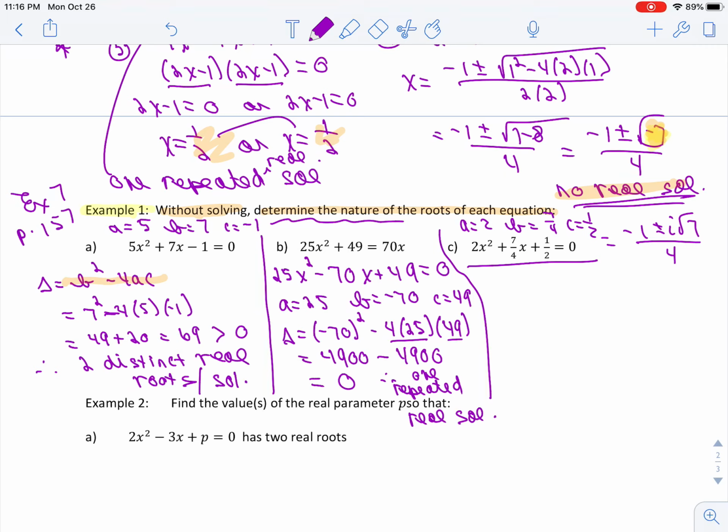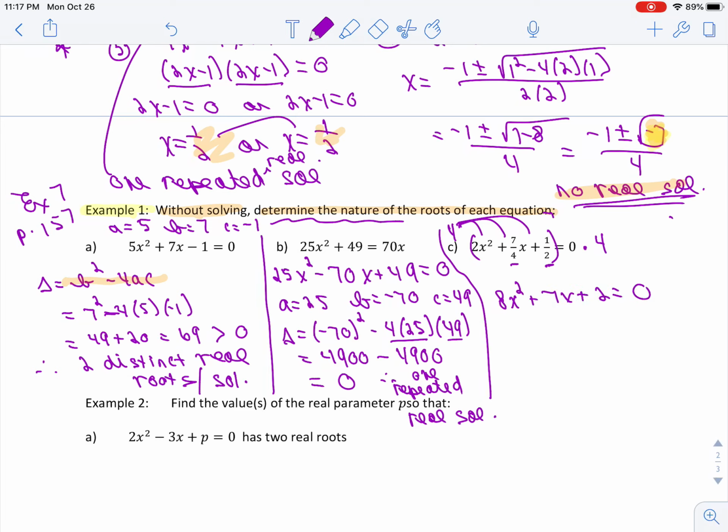If all we're trying to do is determine the nature of the roots, we can also just clear out those fractions. So what I'm going to do is multiply both sides by 4. So I'm multiplying this side by 4. Why? Because that's the common denominator for those two fractions. And then multiply by 4 over here. So first I have to distribute the 4, so I end up with 8x squared plus 7x plus 2 is equal to 0. And so now my value of a is 8, and b is 7, and c is 2.